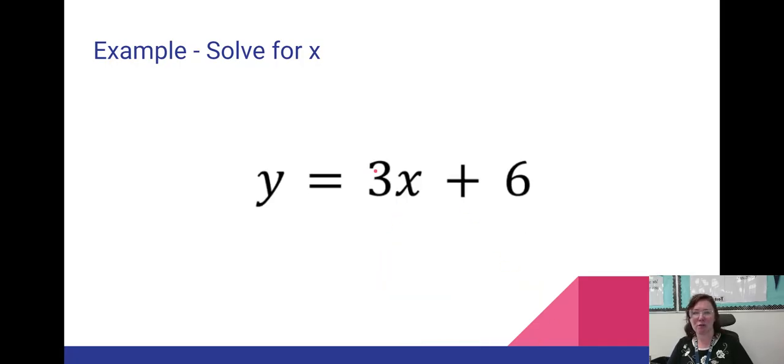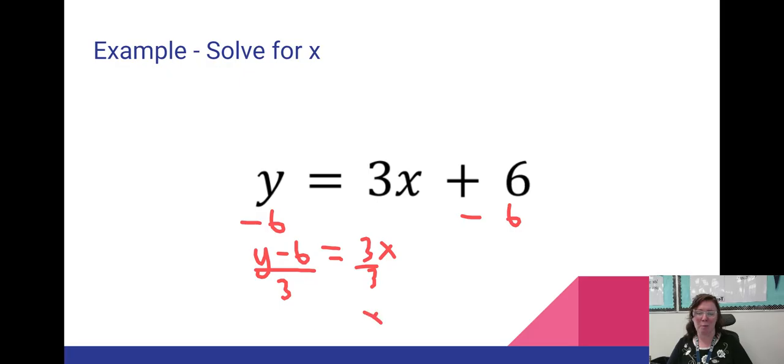Okay. Solve for x, but now I've got numbers and letters. But my goal is to solve for x, so let's subtract 6 on both sides of the equal sign. Y minus 6 are not like terms. I cannot combine them, so it's just y minus 6 equals 3x. Divide both sides by 3. Everything gets divided over here.